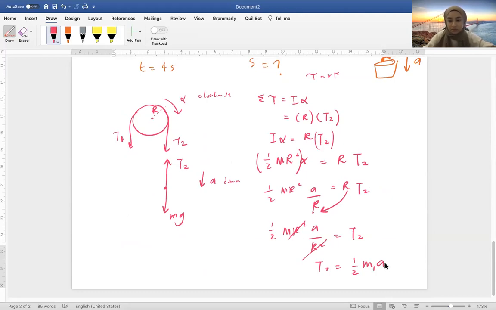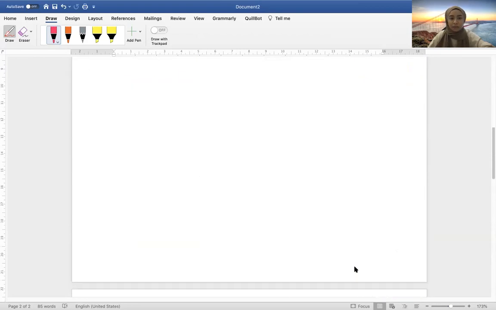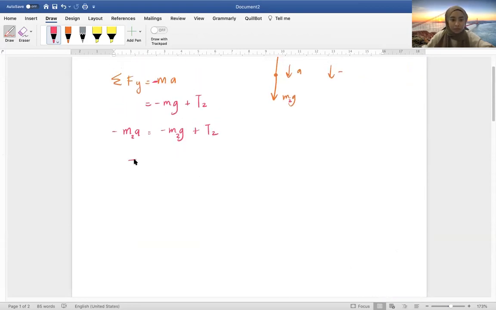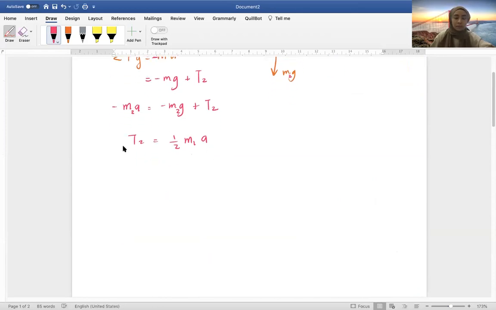Okay, and then this is the acceleration. The acceleration is the same, right? Because we are all connected together. Our acceleration should be the same. So I have this equation. I'm going to bring it to the force. T2 equals to 1/2 M1A. Okay, mass 1 and mass 2 are different. So you have to be particular on this one.